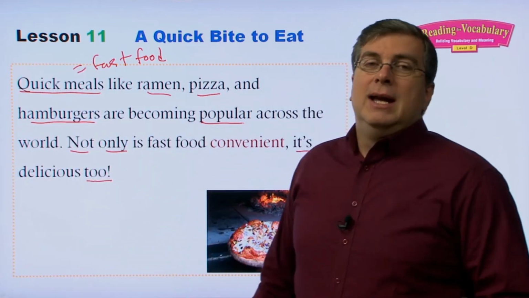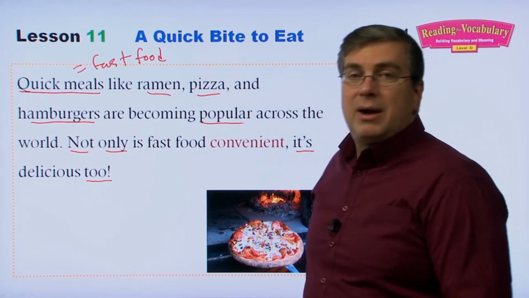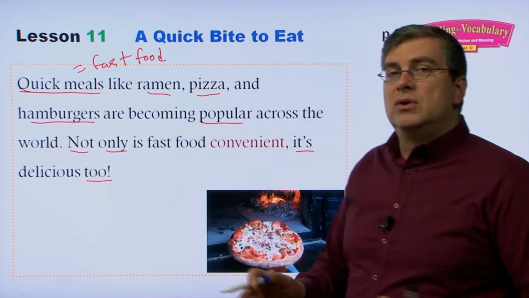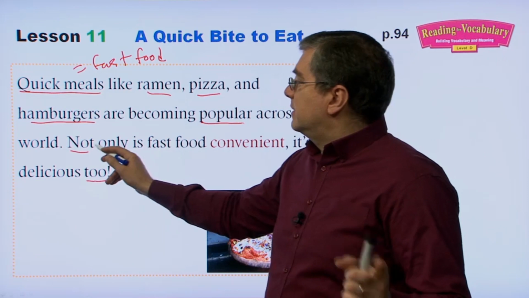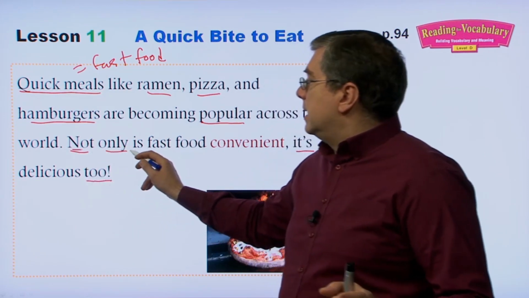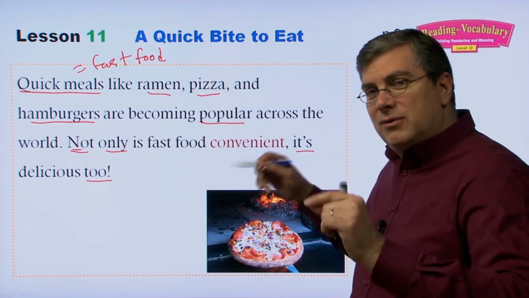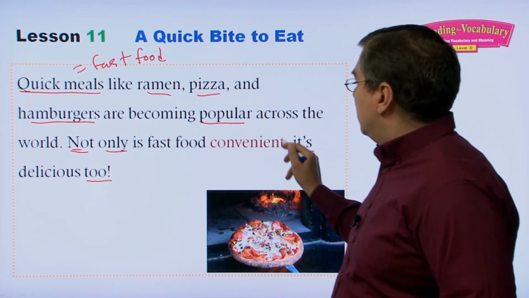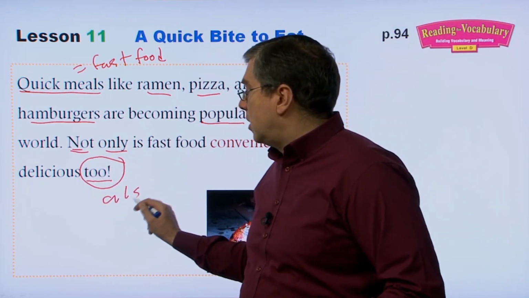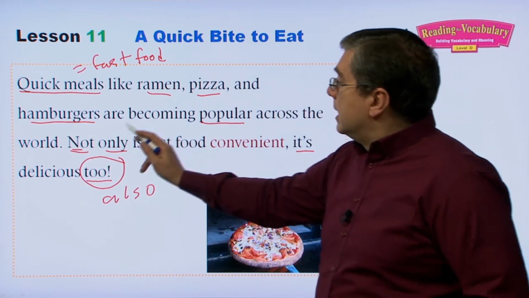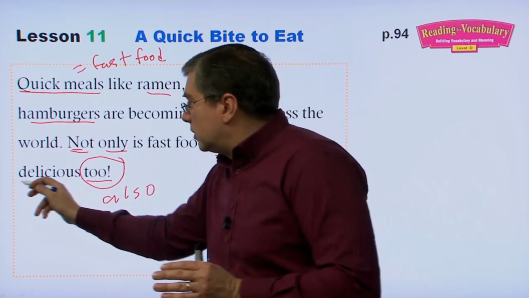All countries know about ramen. All countries know about pizza. All countries know about hamburgers. Okay? These are foods that have become popular all over the world. Now, this is an interesting expression. Not only, usually after not only, then we have but. But in this case, we have a different one. Not only is fast food convenient, it's delicious too, or also. You could use also in this case too. So it's not only convenient, it's also delicious.